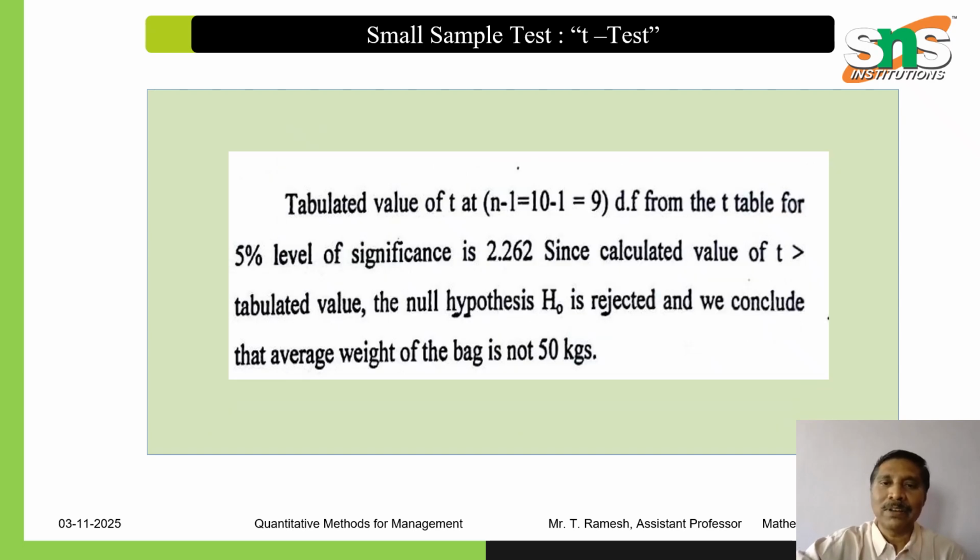The table value of t at n minus 1 degrees of freedom, that is 10 minus 1, 9 degrees of freedom, from the t table at 5% level of significance is 2.262. Since the calculated value of t is greater than the table value, the null hypothesis H naught is rejected. From this we conclude the average weight of the bag is not 50 kilograms.